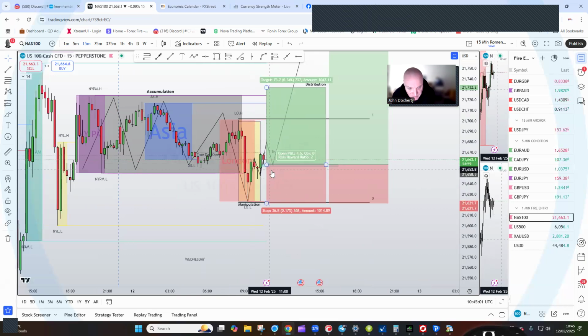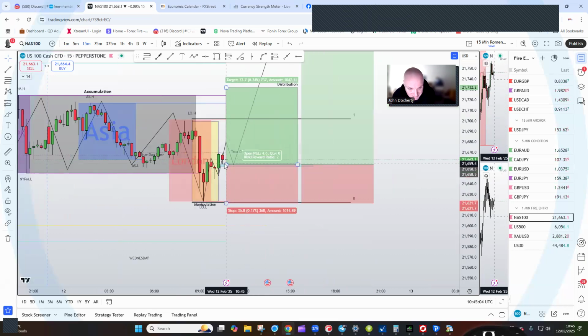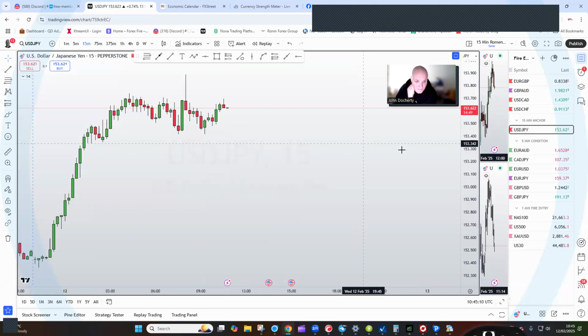Okay, we've got a 15-minute candle going to form. We're waiting for the touch back down into here. So we've got a possible entry here. We'll have a rundown from the top to bottom of where we are.